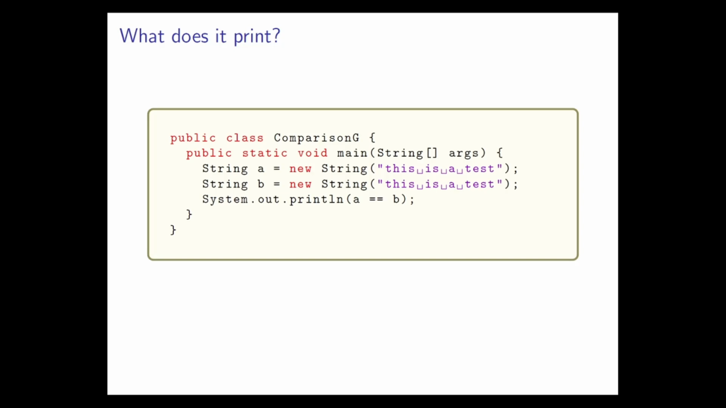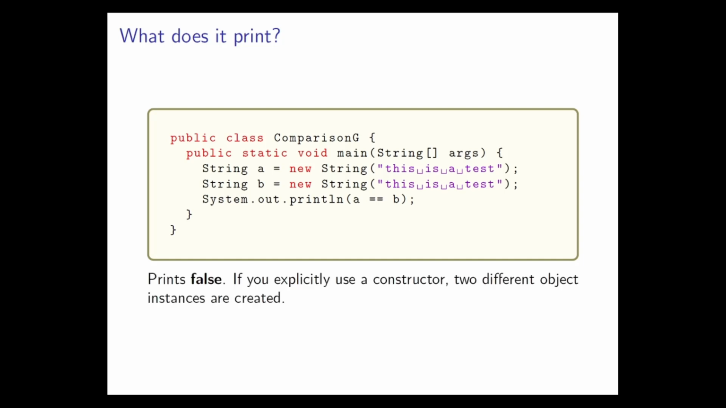This example is subtly different in that instead of setting A and B to be equal to the literal string "this is a test", we're setting them to be equal to a new string object constructed using that literal as argument. This time the answer is false, so if you explicitly use a constructor, your instructions are obeyed. You asked for two different object instances, you get two different object instances.